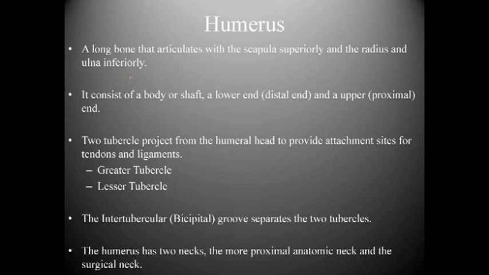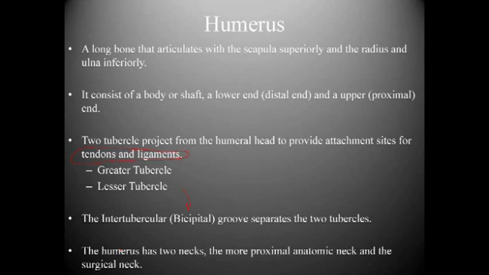Two tubercle projections from the humeral head provide attachment sites for tendons and ligaments. So once again, the greater and lesser tubercle are going to provide attachment sites for tendons and ligaments. The intertubercular or bicipital groove separates the two tubercles. And so basically, that is what this groove actually does, is separate the two tubercles. As you can see, it's bicipital, which means that it separates the two.